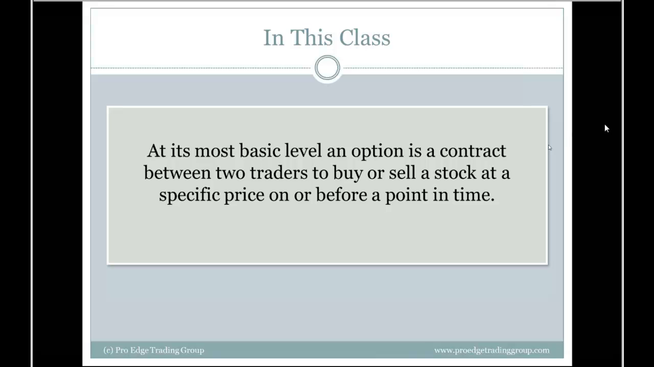Now, I'm going to start out with some very basic stuff, and I realize that most of you here are much more advanced traders than this. Bear with me. We're going to get into some good stuff too, but I want to bring along some people that maybe are new to options, and I want to get everybody on the same page when it comes to the concepts. Now, at the most basic level, an option is a contract between two traders. One trader on one side wants to buy an option, and the other one wants to sell an option. And the agreement is to buy or sell a stock at a specific price at or before a specific point in time. Now, there are some variations on that, but that's the fundamental concept behind options.